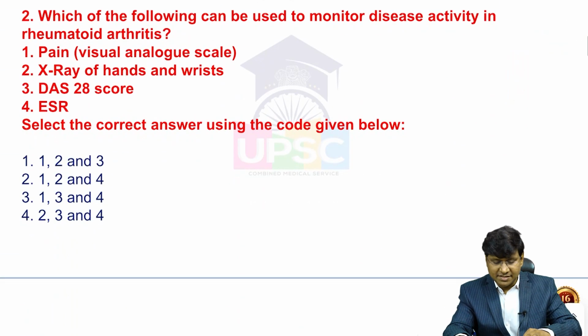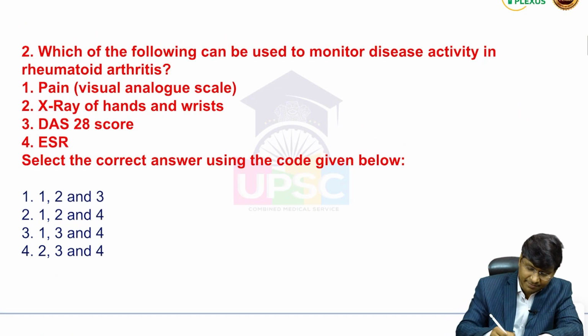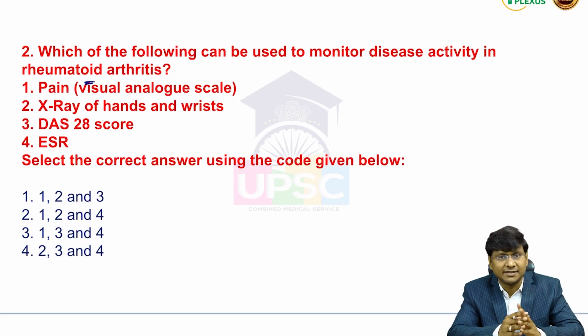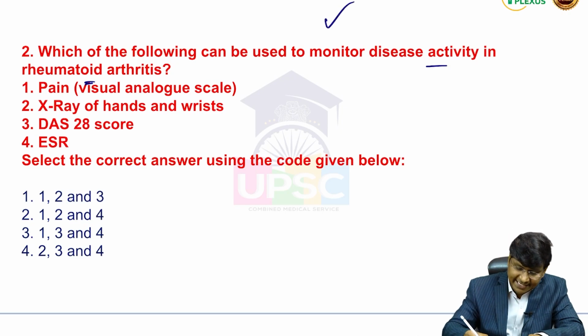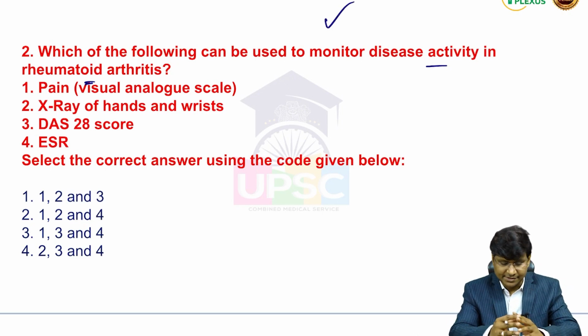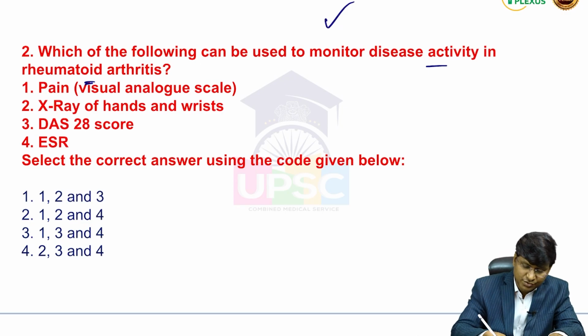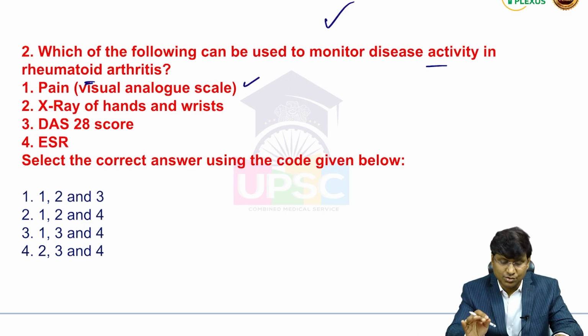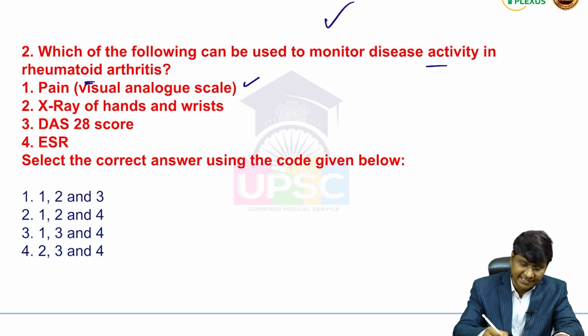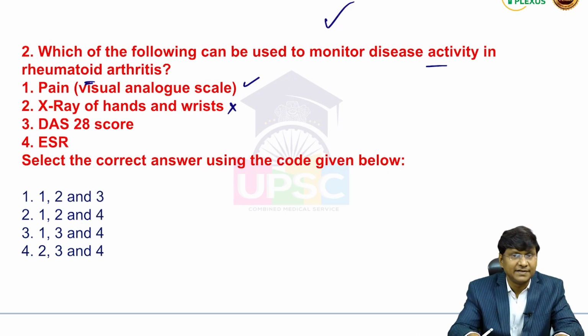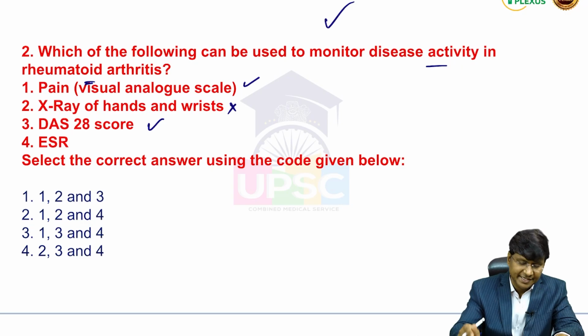Now, after having discussed ankylosing spondylitis, the next important part of the discussion is rheumatoid arthritis. Which of the following can be used to monitor the disease activity in rheumatoid arthritis? Pain visual analog scale, X-ray of the hands and wrist, DAS28 score, and the ESR. So please remember, we use the pain visual analog scale to monitor the disease activity, but not the X-ray of the hands and wrist. And we also use the DAS28 score.